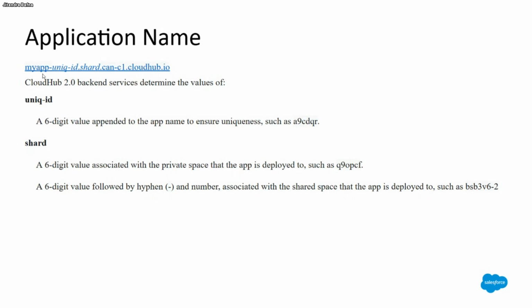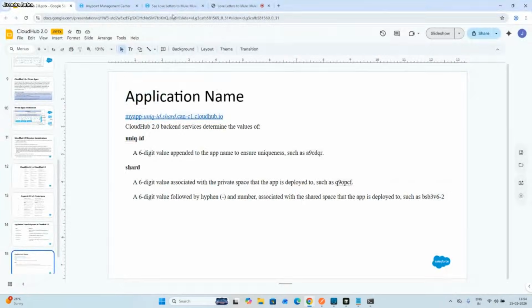This is how the application name is generated in CloudHub: my app name, then a 6-digit unique ID, then a 6-digit shard, then region.cloudhub.io. The unique ID is a 6-digit value appended to the app name to ensure uniqueness. The shard is a 6-digit value associated with the private space the app is deployed to. This is the private space ID, followed by a hyphen and a number associated with the shared space the app is deployed to. Let me show that.